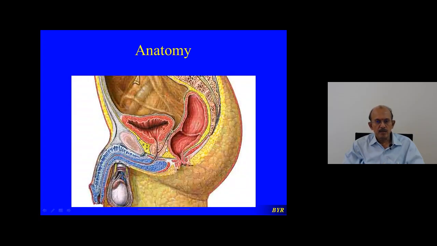So this is the prostate gland. The base is related to the neck of the urinary bladder. The ejaculatory ducts travel through the prostate gland to open into the posterior side of the prostatic urethra. Anteriorly, it is separated by the pubic bone and it is bound to the pubic bone by puboprostatic ligaments. Posteriorly, it is related to the lower one-third of the rectum.